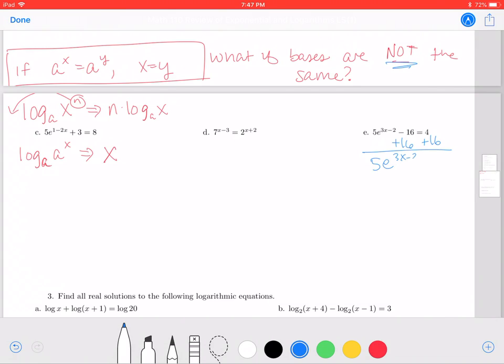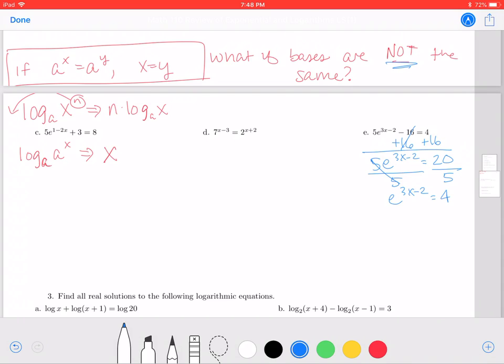And when I do that, I end up with 4 plus 16, or 20 on the right, and the 5 times e to the 3x minus 2 on the left. Okay, we still want to get that term with the exponent totally by itself. So that e has a 5 that's being multiplied by it. So I'm going to divide both sides by 5 just to get that e term totally by itself. So I end up with e to the power of 3x minus 2 is equal to 4.